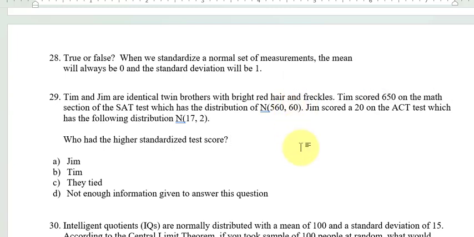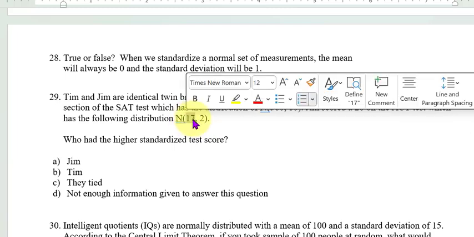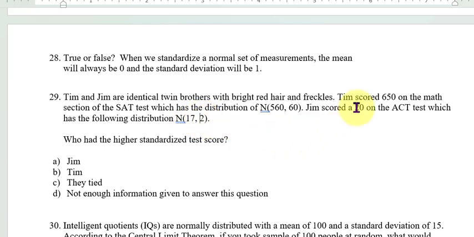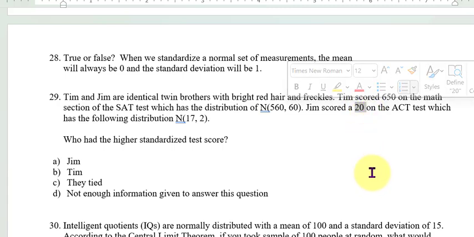Okay. But then his brother Jim took the ACT. He did not take the SAT, and they scored completely different. Of course they did. And here's their information. Again, the data set is normal. Their mean is 17 with a standard deviation of 2. And Jim got a 20. So let's look up the formula real quick.